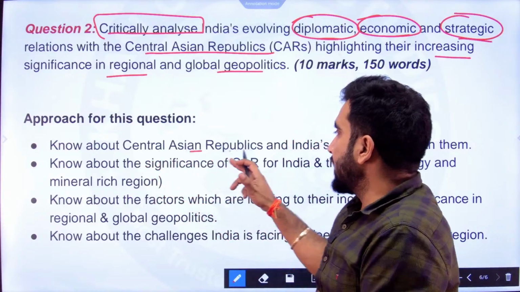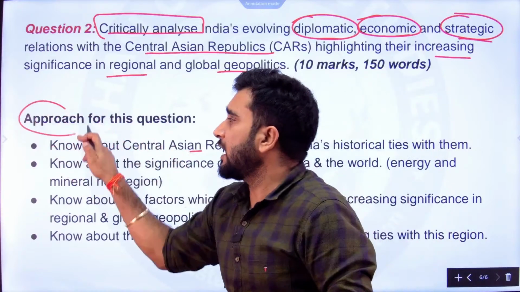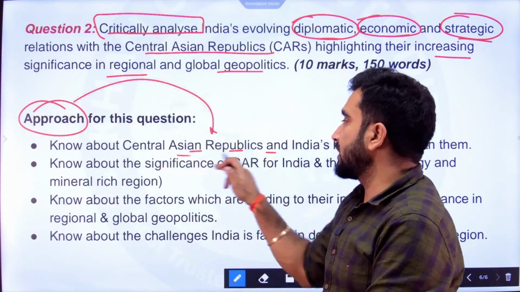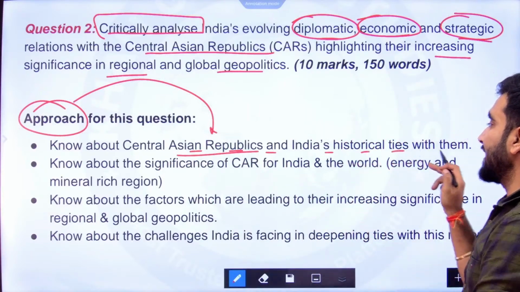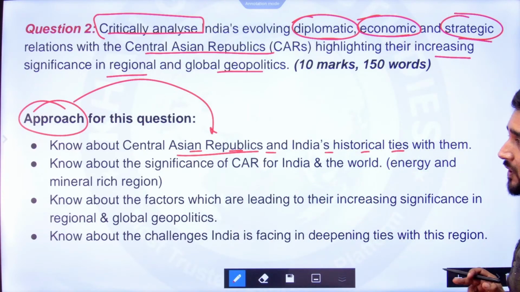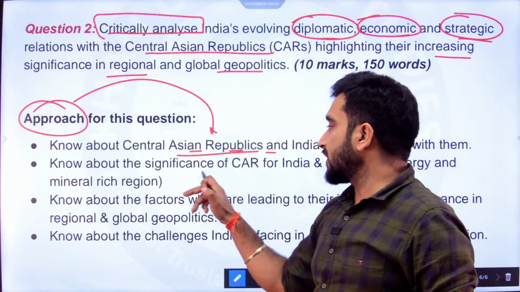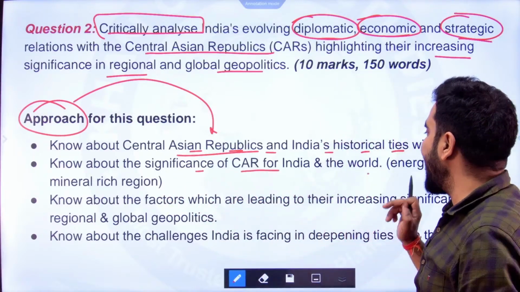Know about Central Asian region. जो approach होगी इस question के लिए, first we need to know about the Central Asian republics and India's historical ties with them. Second is know about the significance of CAR for India and the world.